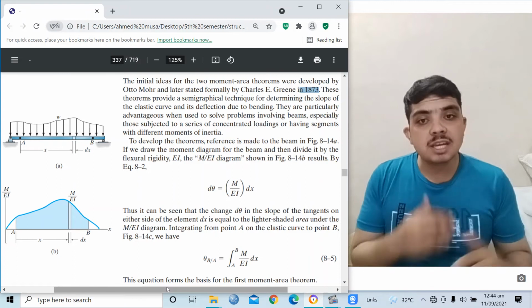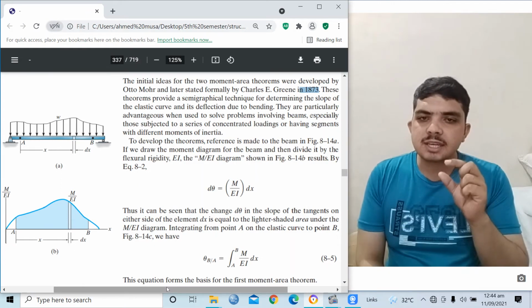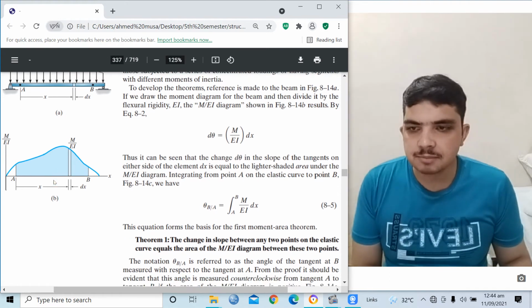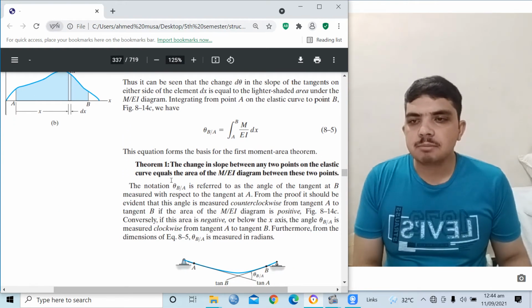So how can we find this area? We can easily find this area with the help of integration from A to B, of M divided by EI. So this equation forms the basis of the first moment area theorem. With the help of this theorem, we can easily find the slope and deflection of the beam. Now we are coming toward theorem number 1. The change in slope between any two points of the elastic curve is equal to the area of the M by EI diagram between these two points.